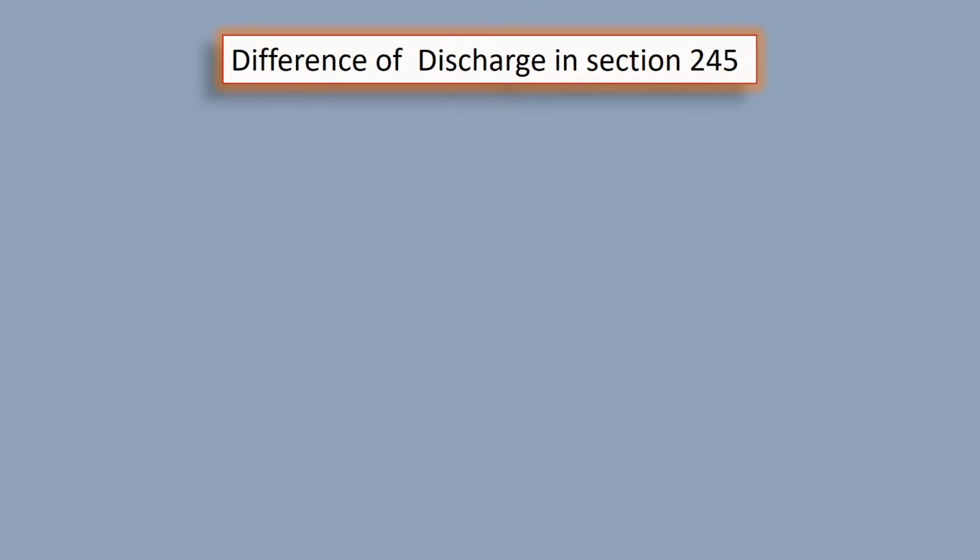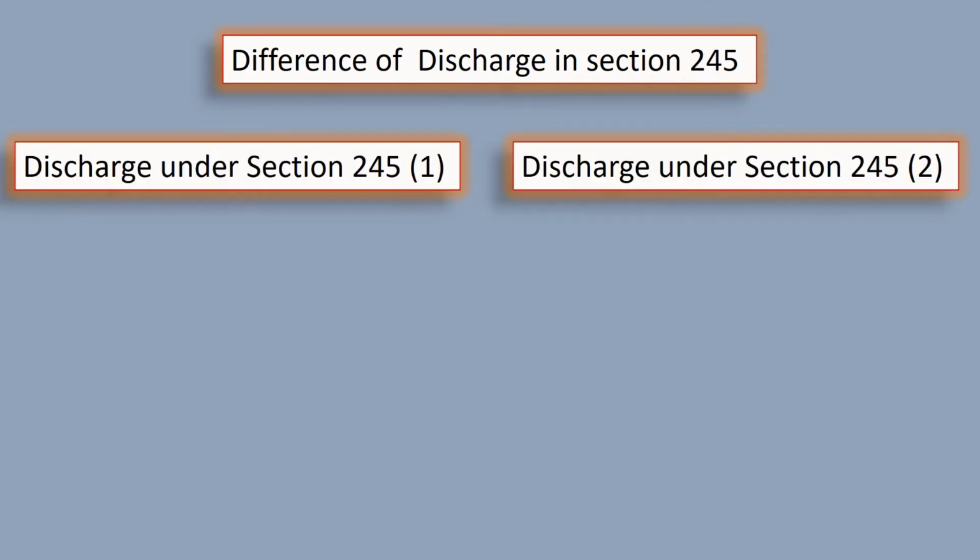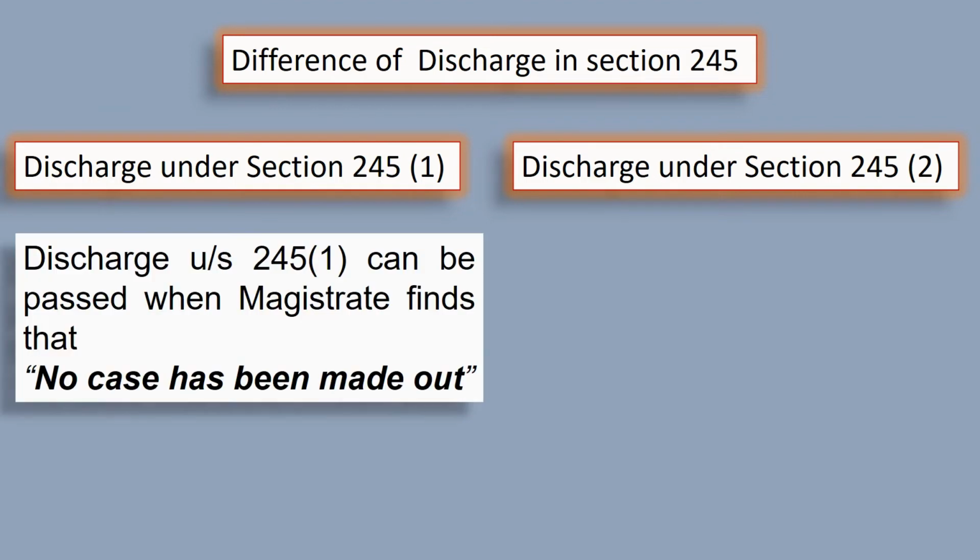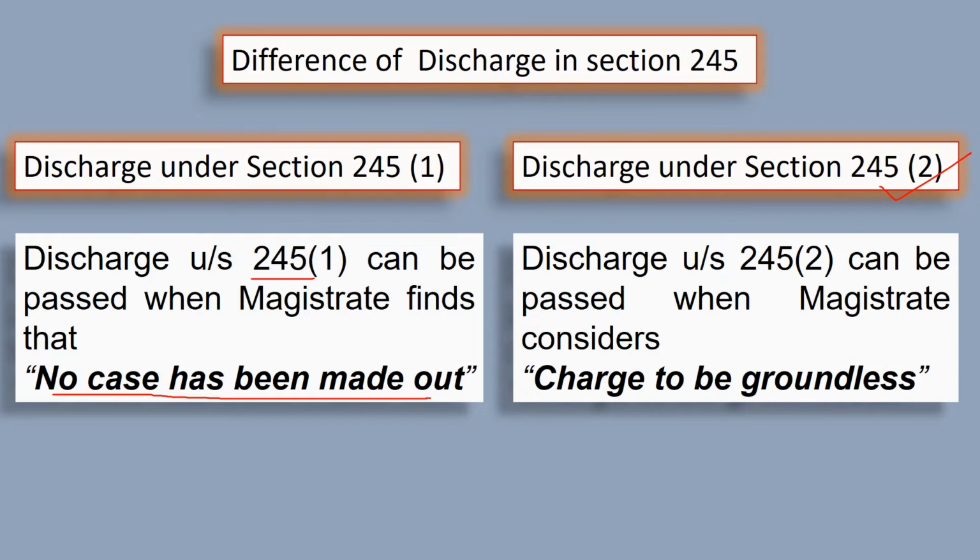Now let's check the difference of discharge given in section 245 under subsection 1 and subsection 2. Discharge under subsection 1 of 245 can be passed when the magistrate finds that no case has been made out. And discharge under subsection 2 of 245 can be passed when the magistrate considers the charge to be groundless. This is where the difference stands when you give a judicial examination. So this channel J Law Classes makes the difference.